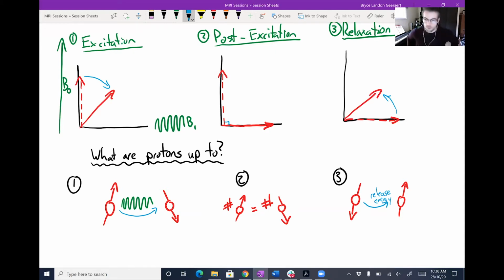In order for the downward oriented protons to return to the parallel state, they need to get rid of their energy, and they do that through interacting with nearby molecules. This is happening through a process known as spin lattice relaxation. So I'll write that down here.